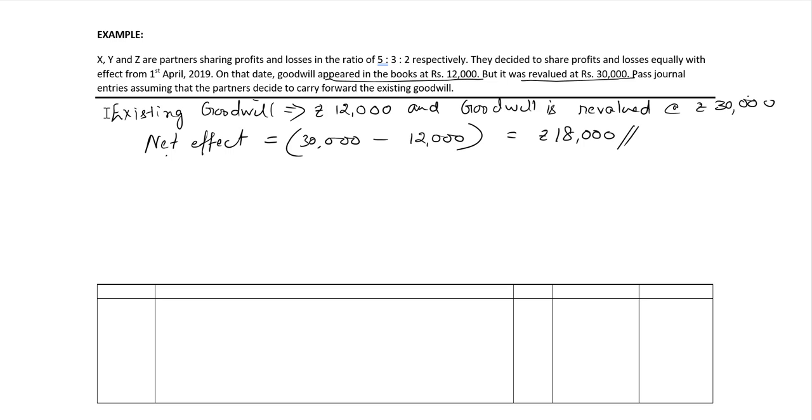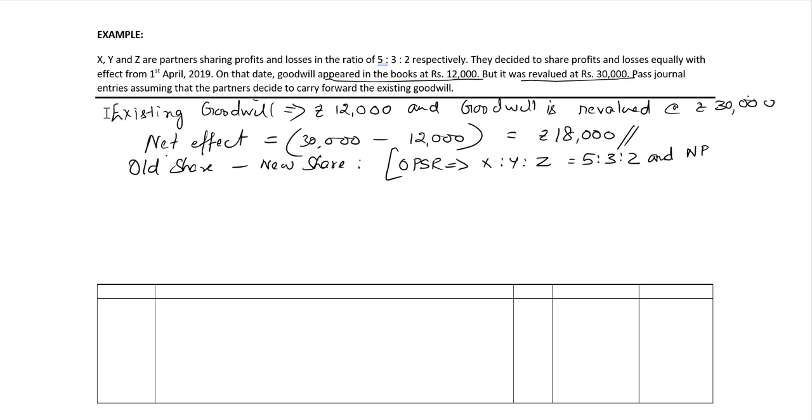Let's get the gain and sacrifice of each partner. Old share minus the new share. Here the OPSR or the old profit sharing ratio between X, Y and Z is 5:3:2 and NPSR between them is 1:1:1.